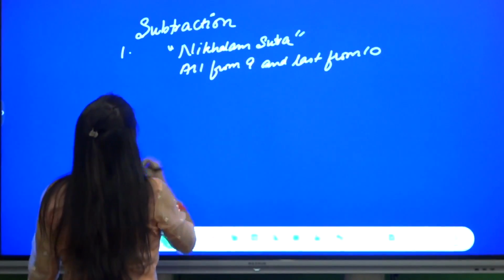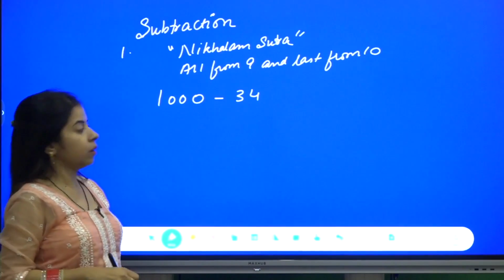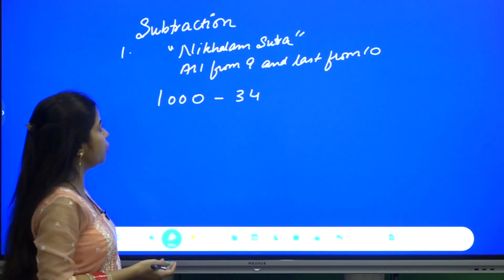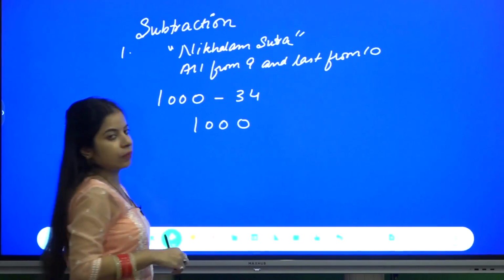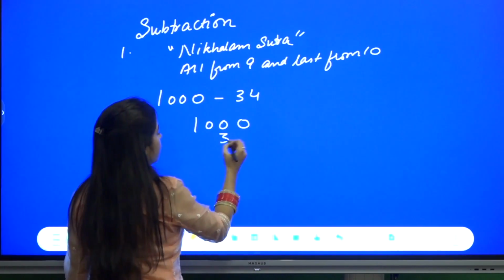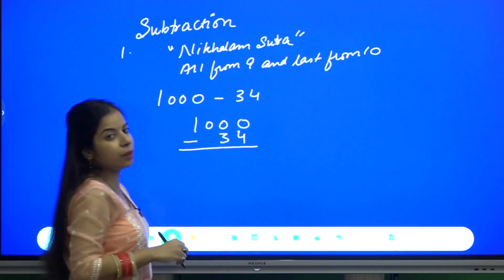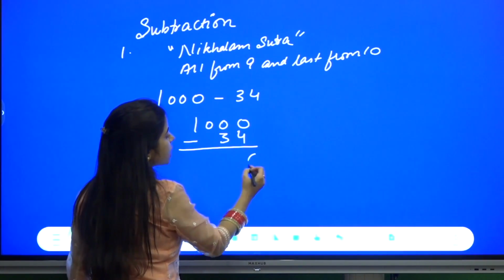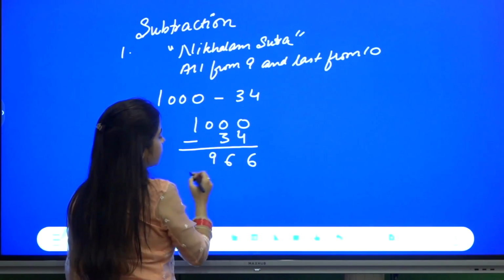For example, if we want to subtract 34 from 1000, we are going to write these numbers in row form and use the Nikhilam Sutra. Last from 10 is 10 minus 4, 6, and all from 9, 9 minus 3, 6, 9. So, this is the answer.